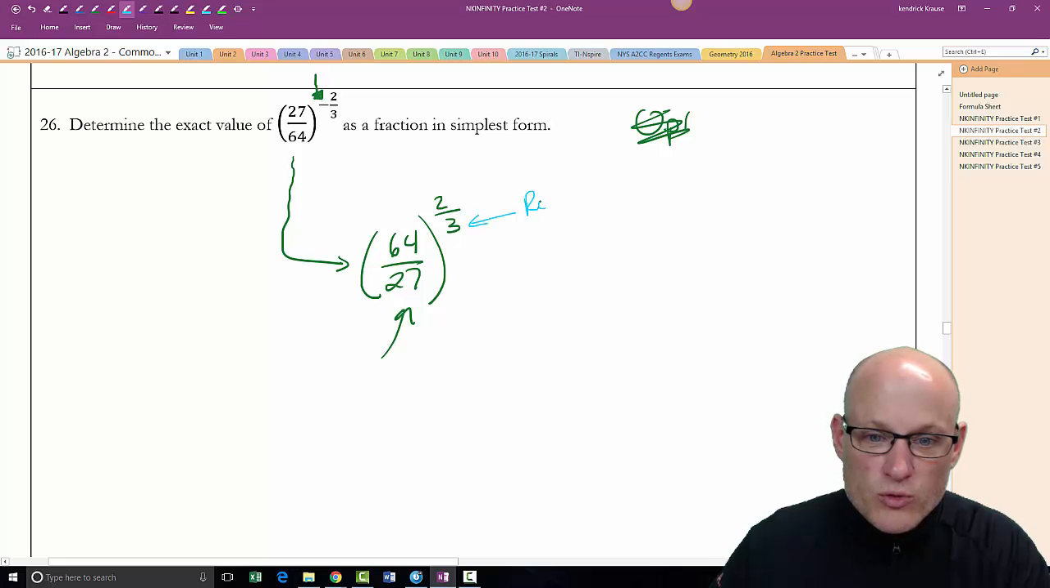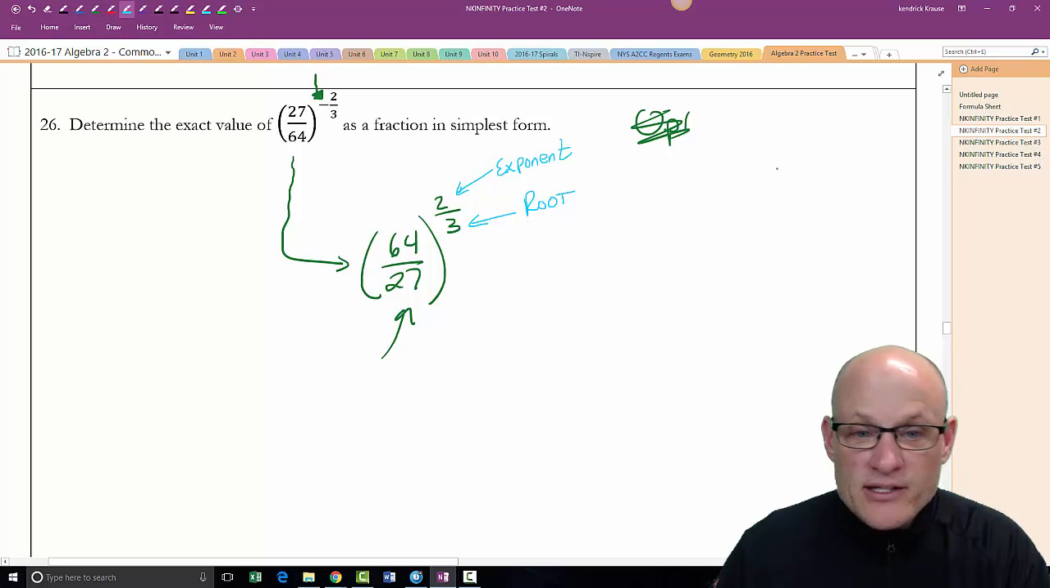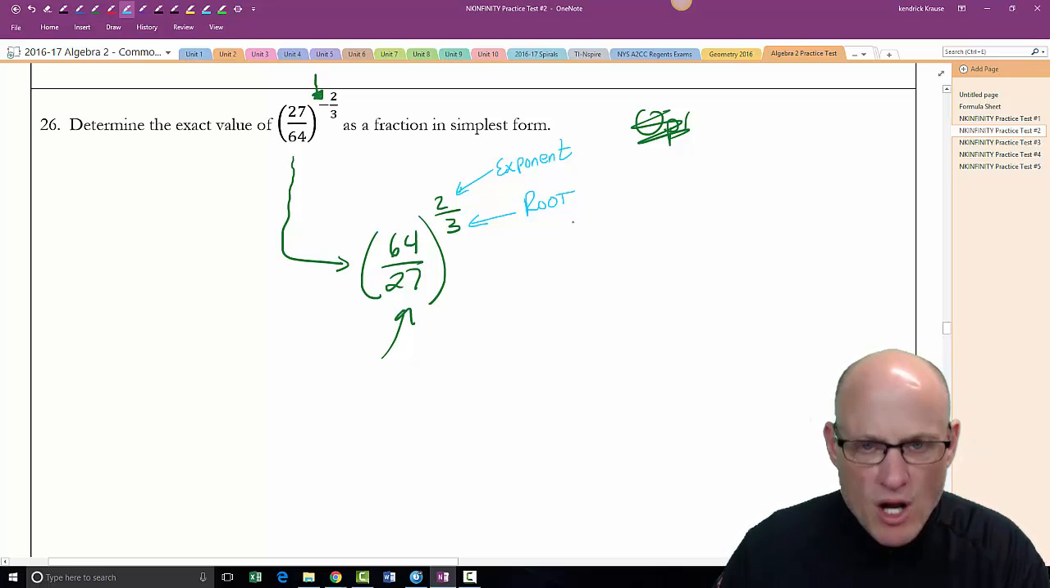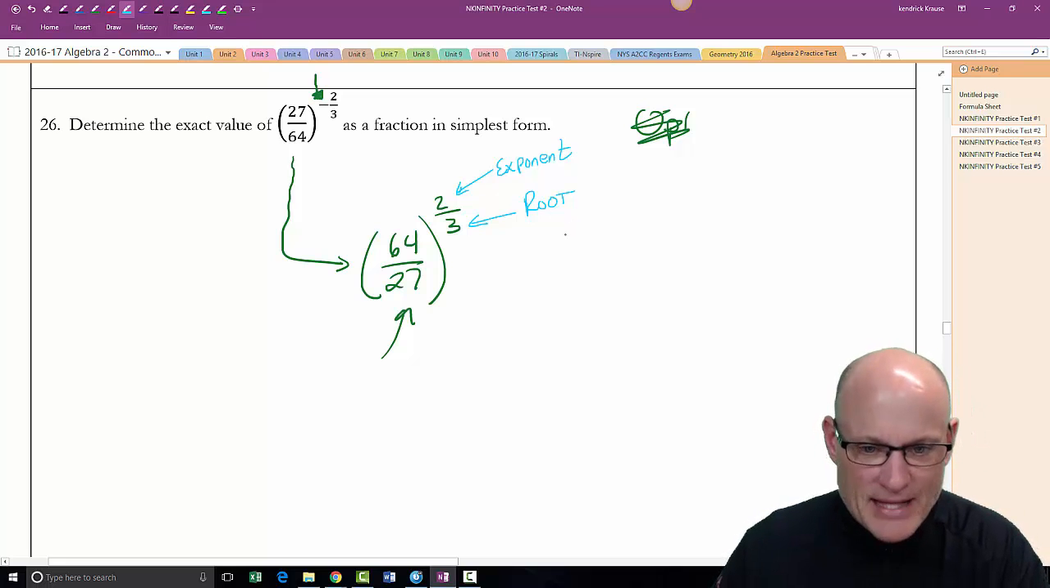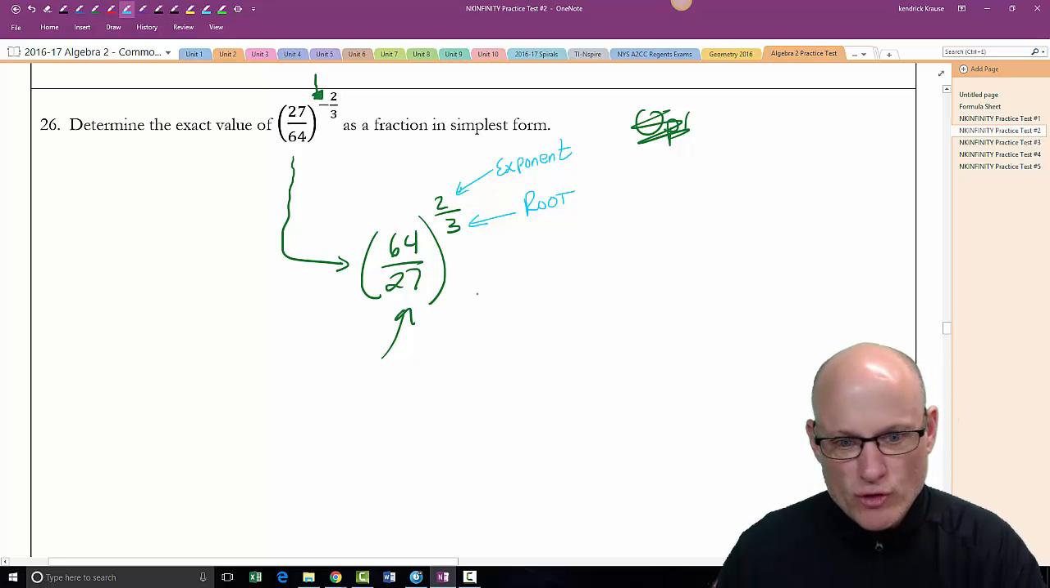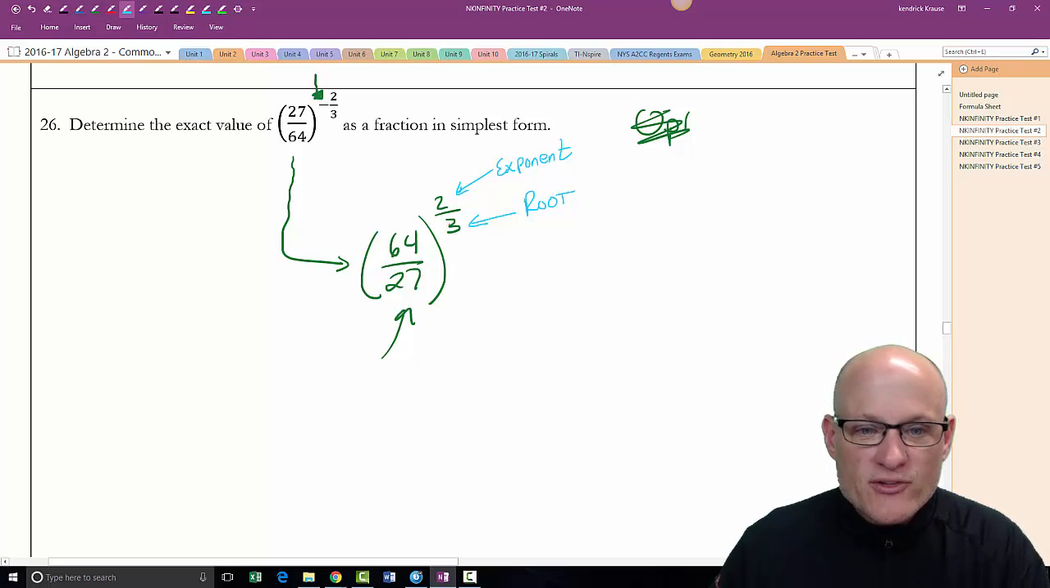This is the root. This is my exponent. Now, in order to get full credit, if you just come up with the answer 16 over 9, I think is the answer, you're wrong. You'll get maybe 1 point, but I don't even think you get that, because you have to show some type of mathematical work. You have to show your process, not that I typed it in my calculator and that's what it said. So this is the cube root.